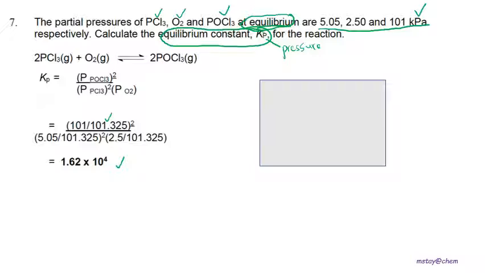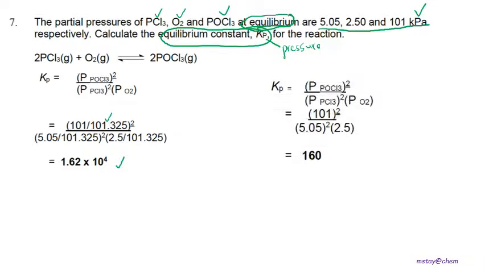Besides atm, you can also substitute the value of the partial pressure in the unit of kilopascal. There is no problem as well. It is still the same Kp expression, but the values you substitute in are different. That's why your final answer for the Kp is 160. However, most of the time, we encourage students to convert the unit of pressure to atm.